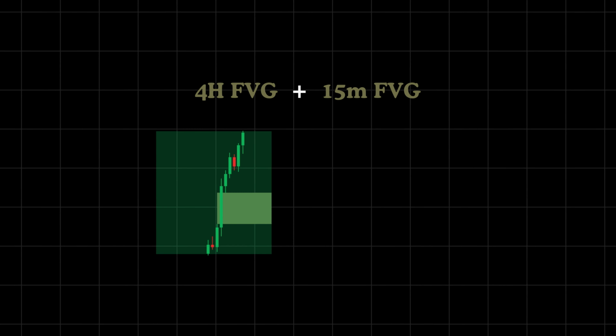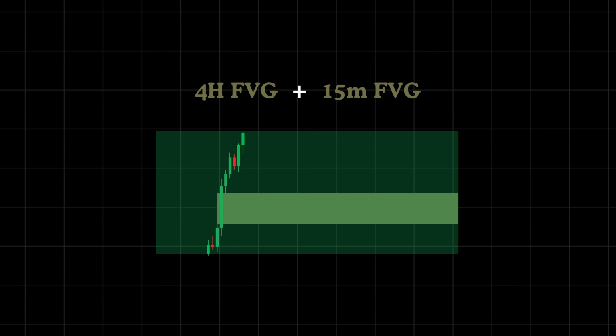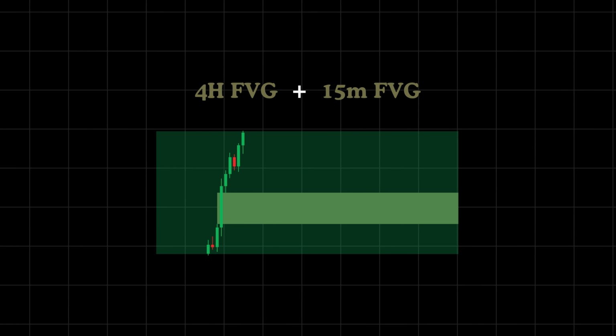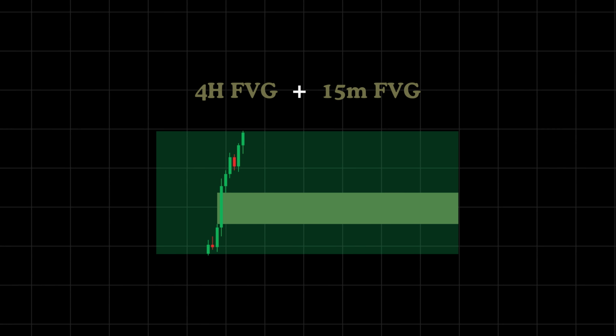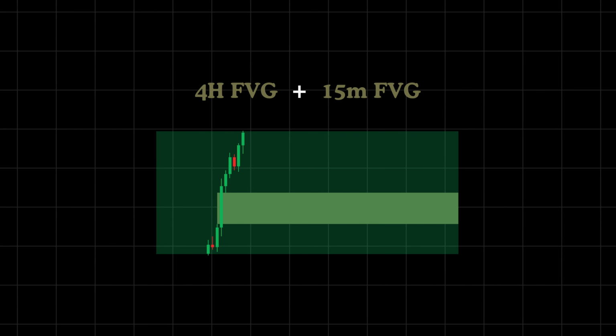When we do that, we often find a smaller, refined FVG, in this case, a 15-minute fair value gap, that formed within the same price zone. This creates a confluence zone, a 15-minute FVG inside a 4-hour FVG, significantly increasing the probability of price reacting from this area. This multi-timeframe alignment provides a tighter stop loss and higher confidence in your long entry, making it a key strategy in smart money trading.